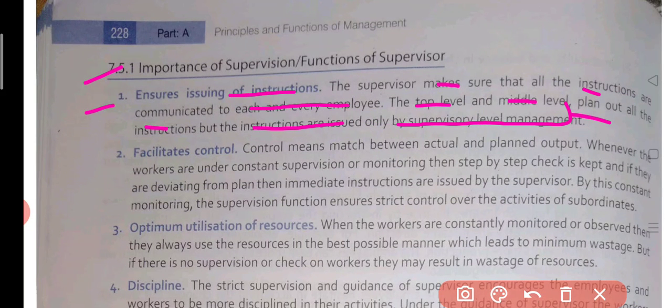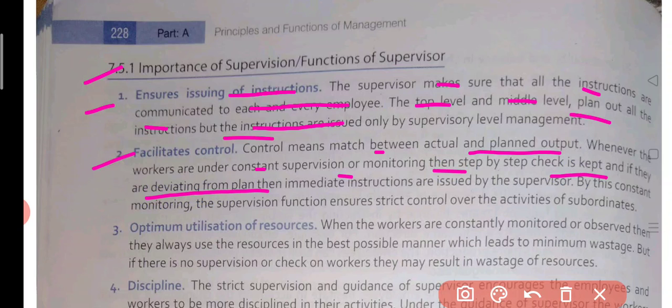Okay, so this is one part. Now, it facilitates control. Control means a match between actual and planned output. Whenever the workers are under constant supervision and monitoring, a step-by-step check is kept, and if they are deviating from the plan, then immediate instructions are issued by the supervisor.